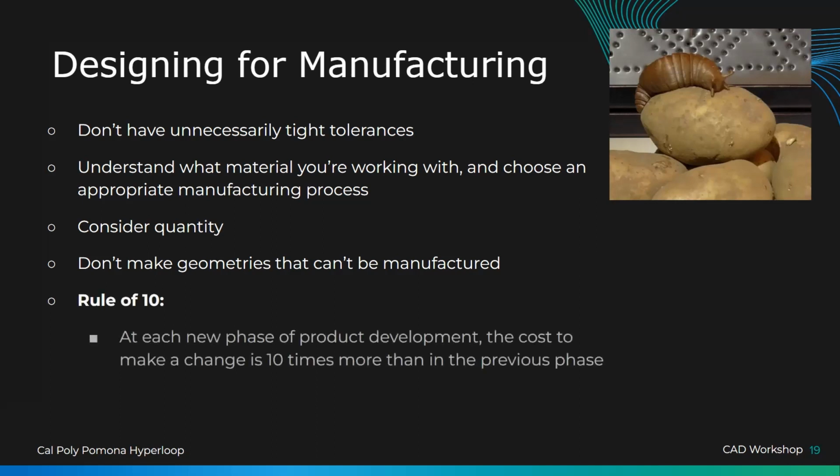And then the rule of 10. This is kind of a ballpark, but it's something that's discussed in industry: at each new phase of product development, the cost to make a change is about 10 times more than the previous phase. So if you're in the testing phase and you realize something's wrong, it's going to be 10 times more costly than in the design phase. In the production phase, it's going to be 100 times more costly than the design phase. So you want to make sure you get it right in the design phase. Does that make sense? Okay.